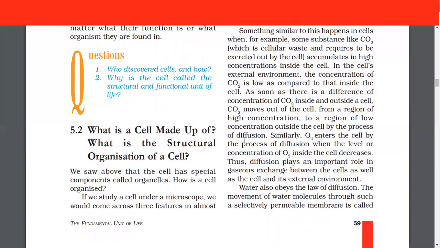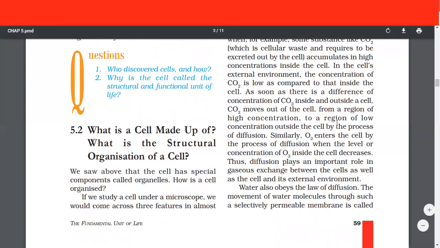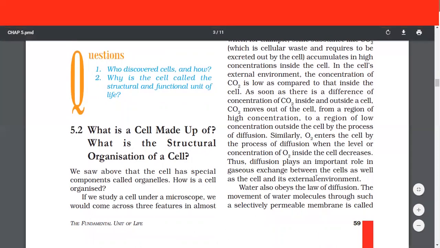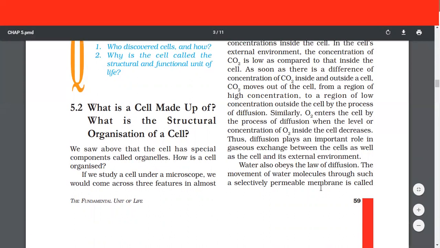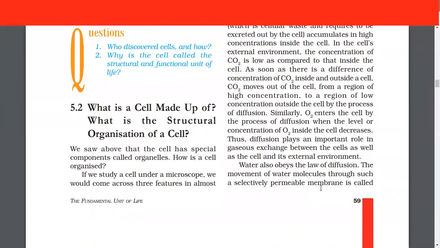As soon as there is a difference of concentration of CO2 inside and outside a cell, CO2 moves out of the cell from a region of high concentration to a region of low concentration outside the cell by the process of diffusion. Similarly, O2 enters the cell by the process of diffusion when the concentration of O2 inside the cell decreases. Thus, diffusion plays an important role in gaseous exchange between the cells as well as the cell and its external environment. Water also obeys the law of diffusion.